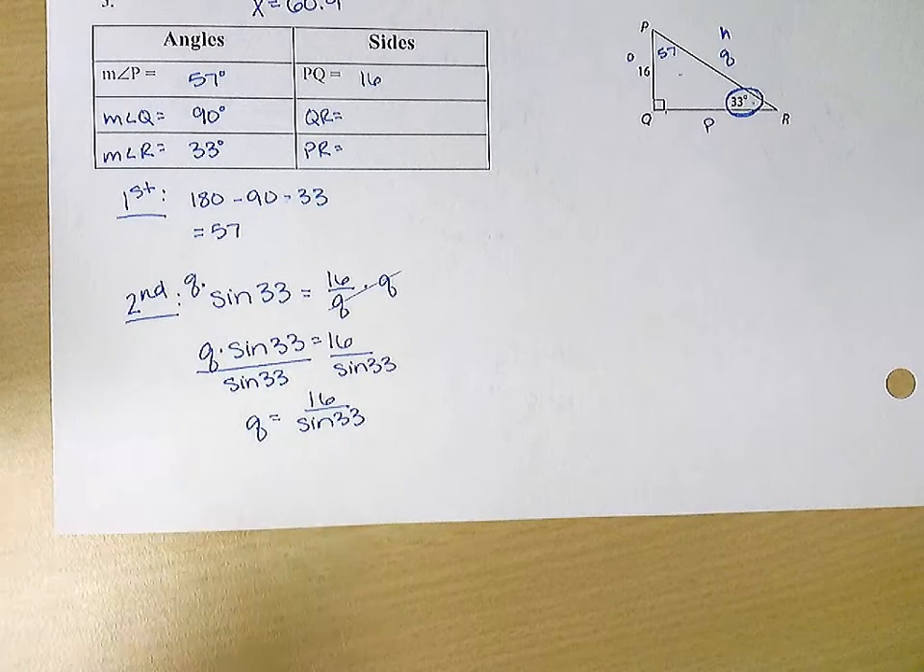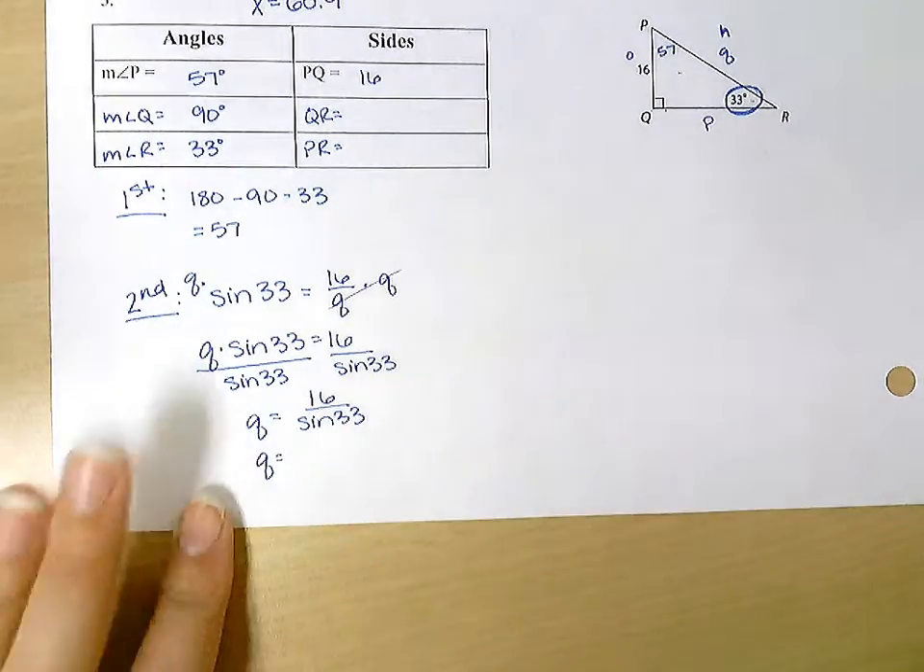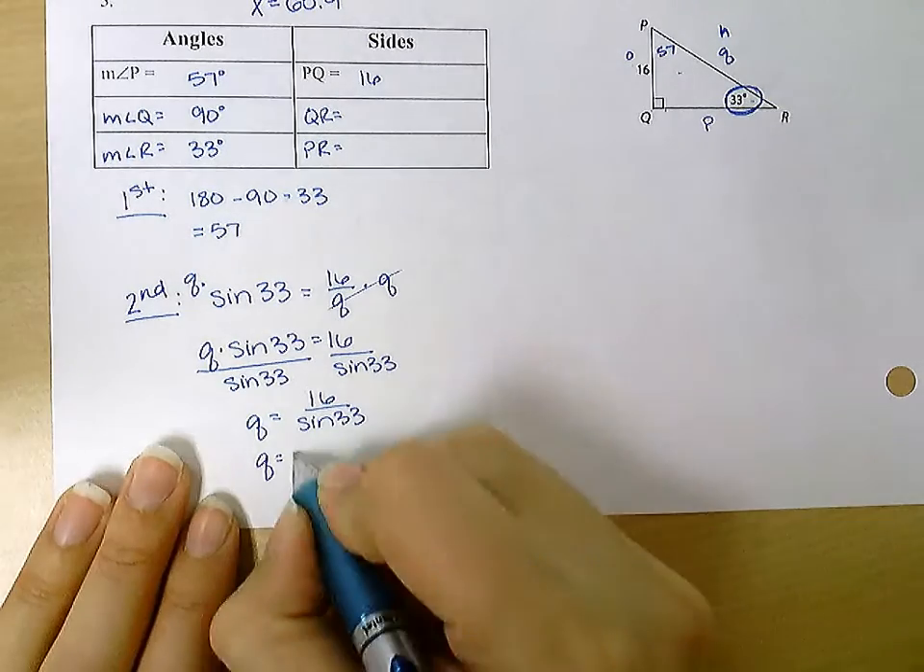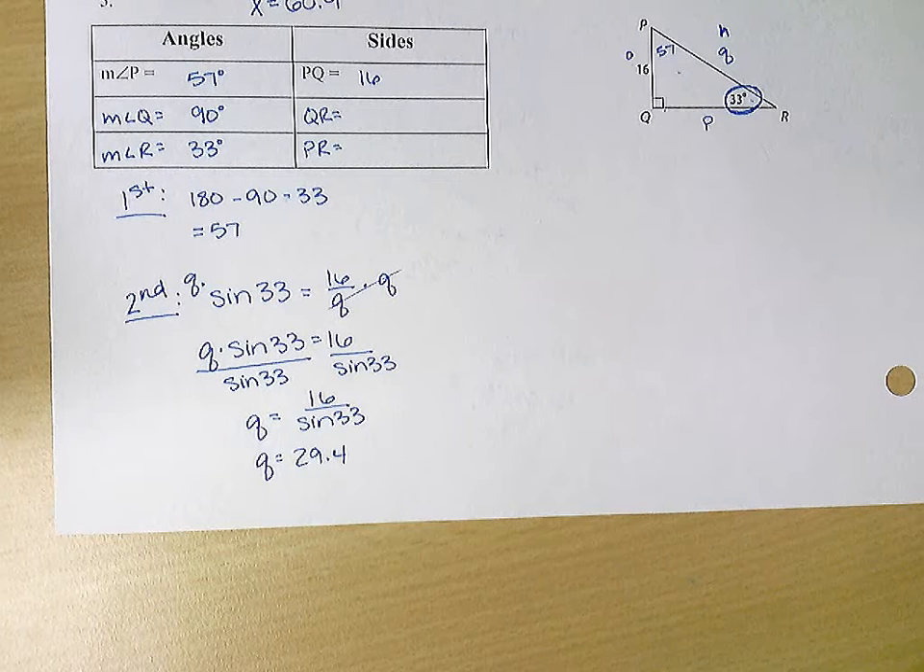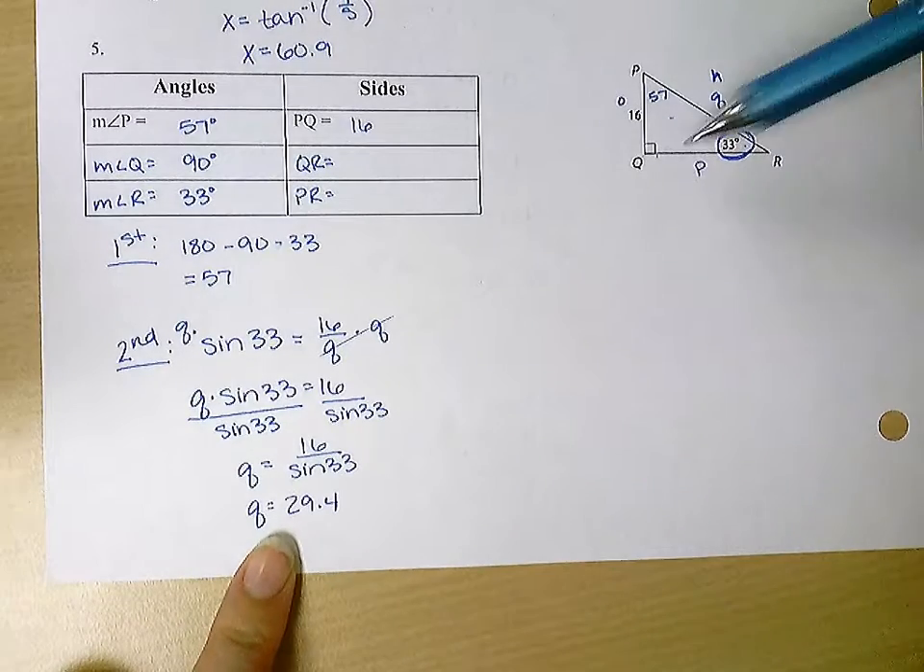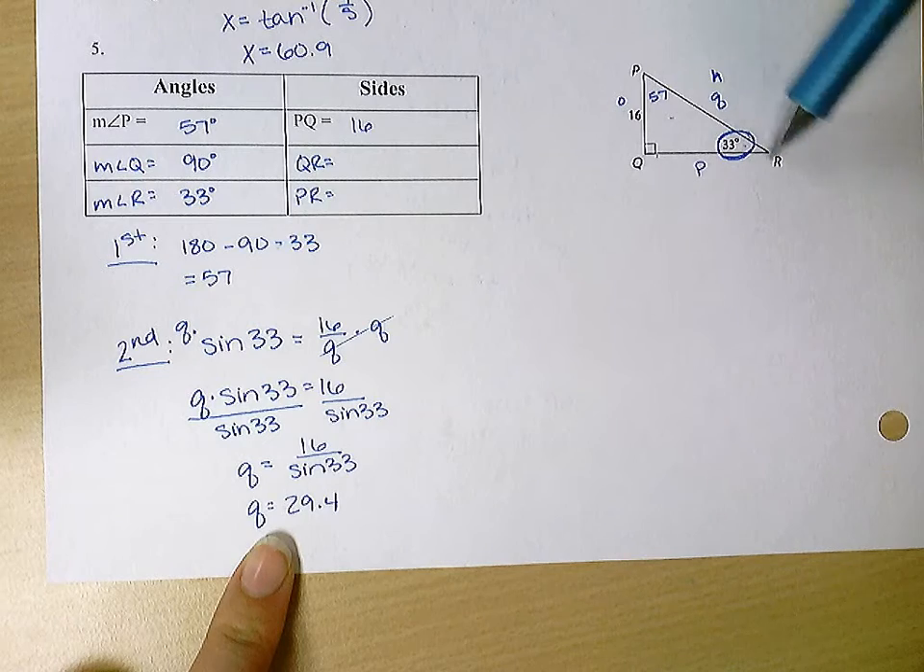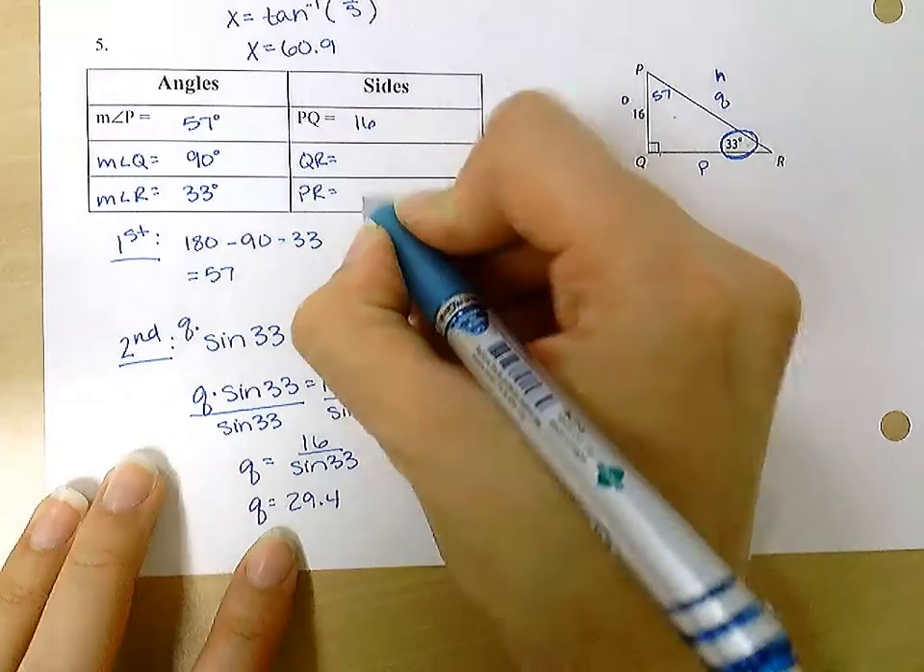And you can plug that into your calculator to get a number for q. When you are solving for sides of a triangle, you do not use an inverse. Do not press second and then sine. You only use an inverse if you're solving for an angle. Once you enter this into your calculator, you should get about 29.4. So looking back up at my table, I labeled this side Q, that was PR. So side PR in my table should be 29.4.